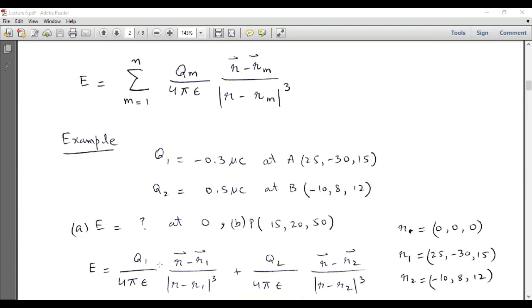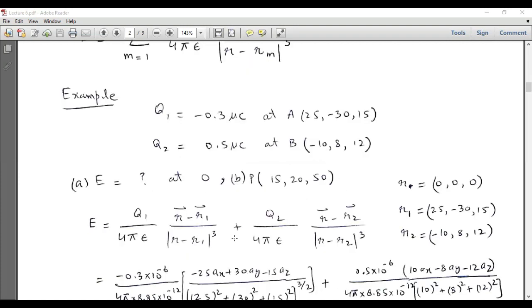So we have to use the expression accordingly, and convert these quantities into SI units. Here we have two parts of this example. In the first part, we have to calculate the electric field at the origin, and in part B, we have to calculate the electric field at this point. So for the first part, R will be equal to 0, 0, 0. R1 will be equal to 25, minus 30, 15, and R2 will be equal to minus 10, 8, 12.